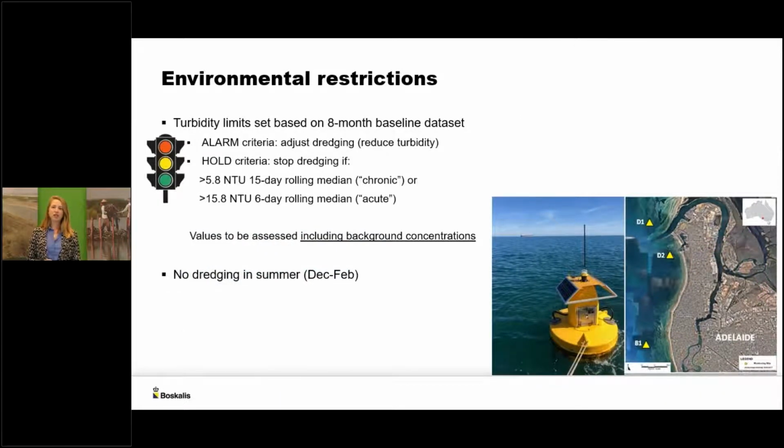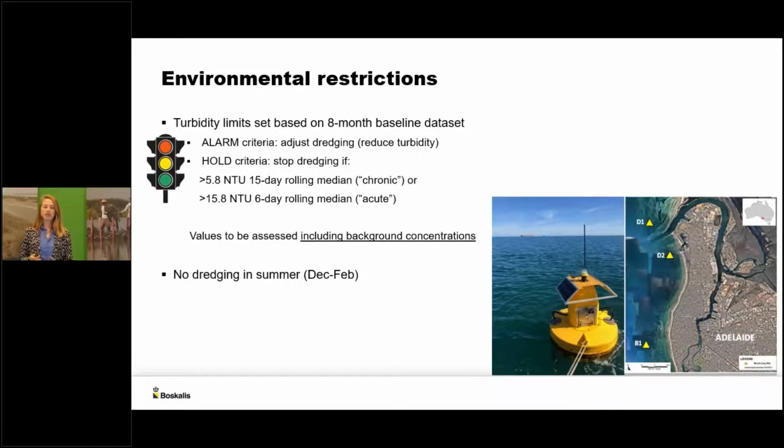And to do it differently, a large monitoring program was set up in consultation with the client, the authorities, and different stakeholders involved. We were monitoring in real time close to the channel and a bit further away to assess the background levels. The boundaries we had to deal with were based on an 8-month baseline data set where turbidity was measured, and there was a traffic light system where if we reached the orange level, we had to adjust our working method to reduce turbidity, and once we reached the hold levels, we really had to stop to improve the water quality.